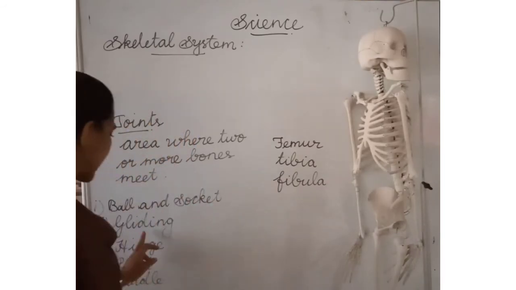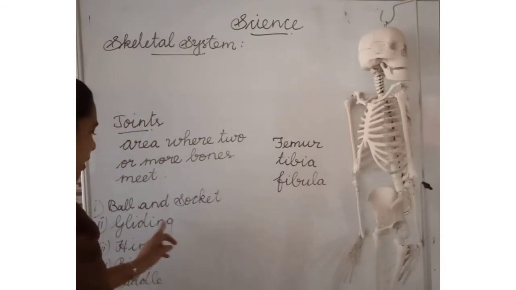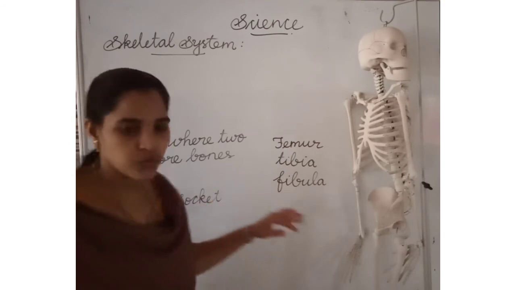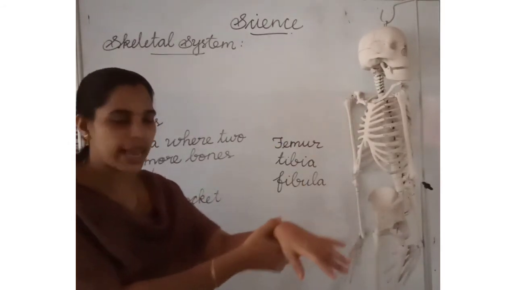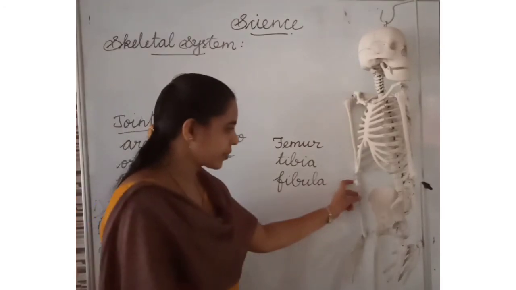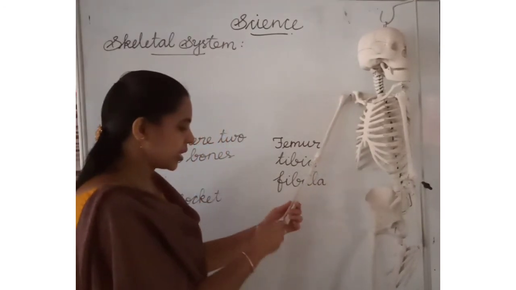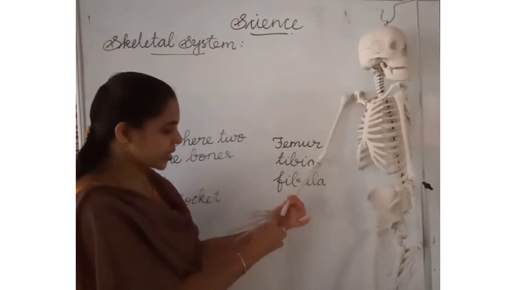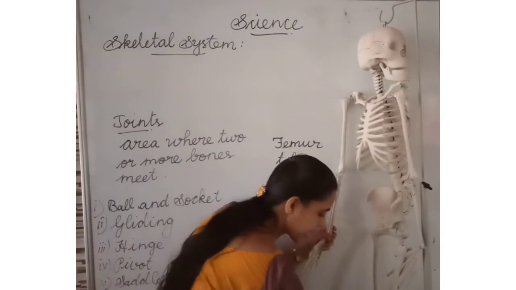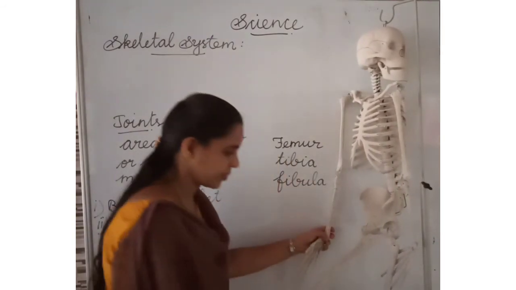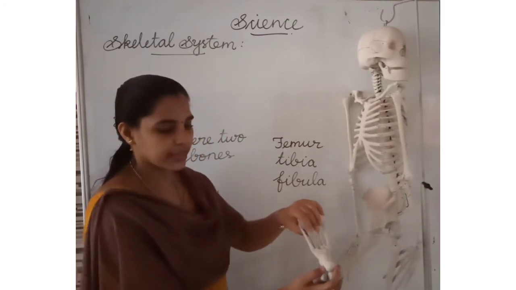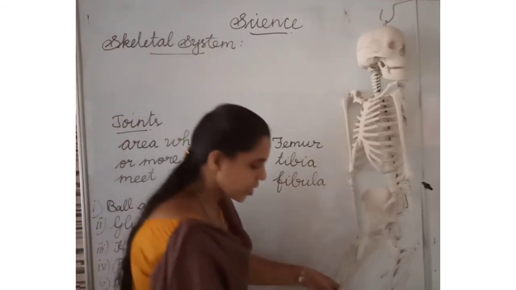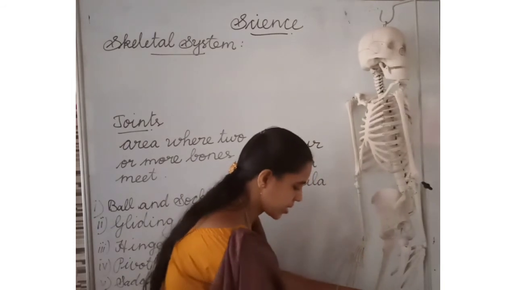Next one is gliding joints. These gliding joints are found in our wrist and ankles. Listen here. This is the wrist. This is the gliding joint in our leg. This is the ankle. These joints are called gliding joints.